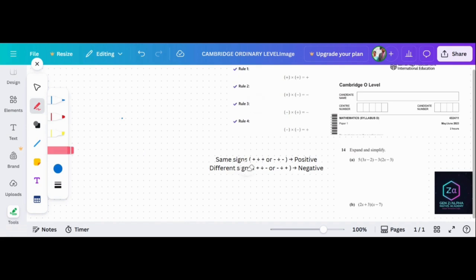Always, the same signs make positive when we are doing multiplication or division, and when solving questions with different signs, it always becomes negative, right? For both multiplication and division, it is the same.